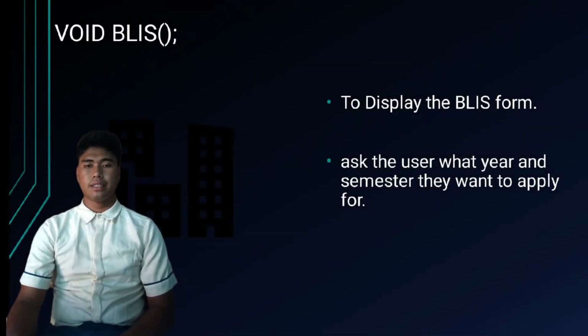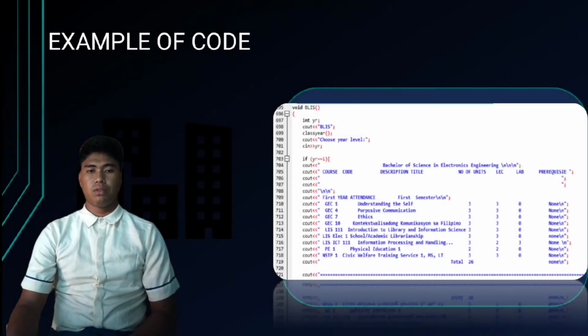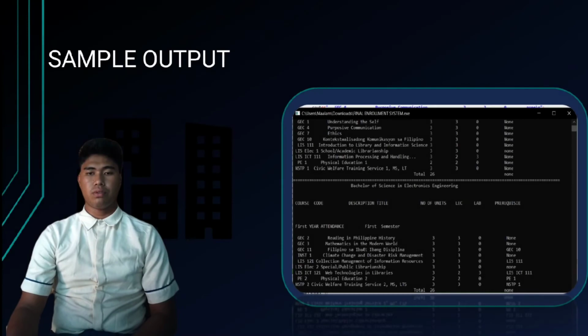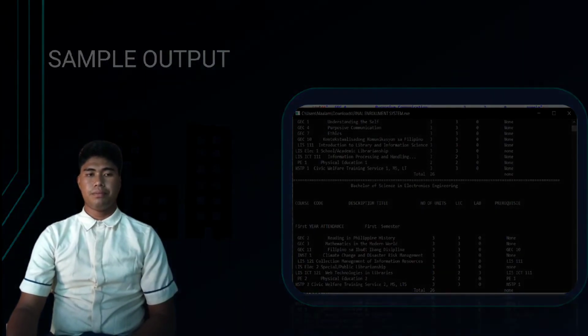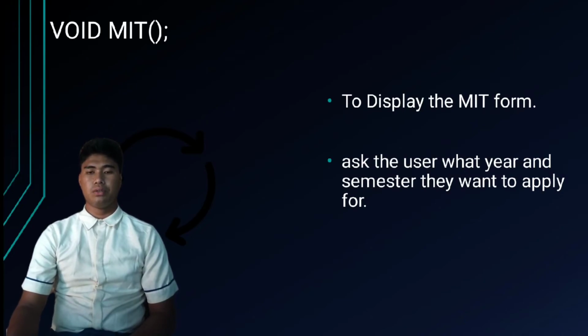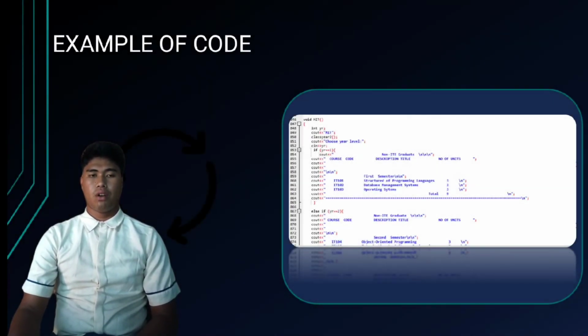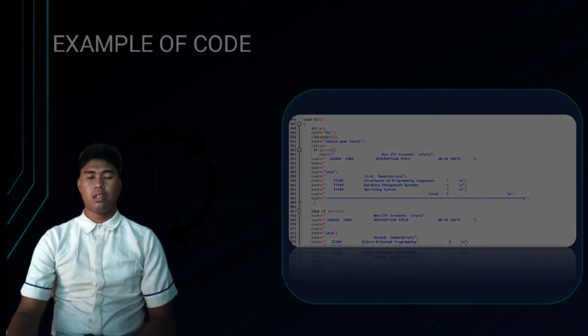Void BLIS, to display the BLIS form and ask the user what year and semester they want to apply for. Example of code and sample output. Void MIT, to display the MIT form and ask the user what year and semester they want to apply for. Example of code and sample output.